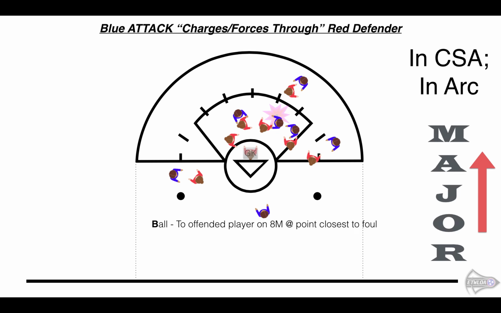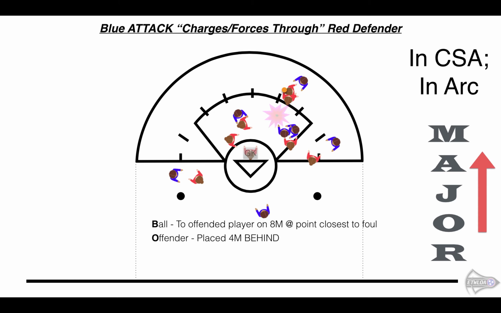And the ball goes to the offended player, and that player is going to be placed on the 8-meter arc at a point closest to the foul. So the red player will be given the ball, and this is not necessarily on a hash. It's just simply at a point on the 8-meter arc closest to the point of the foul.